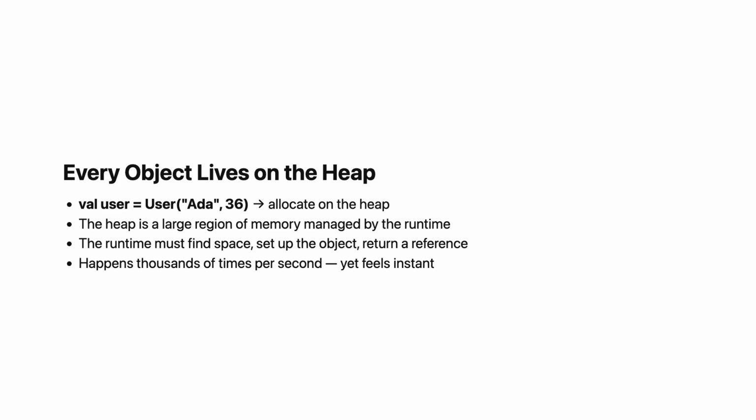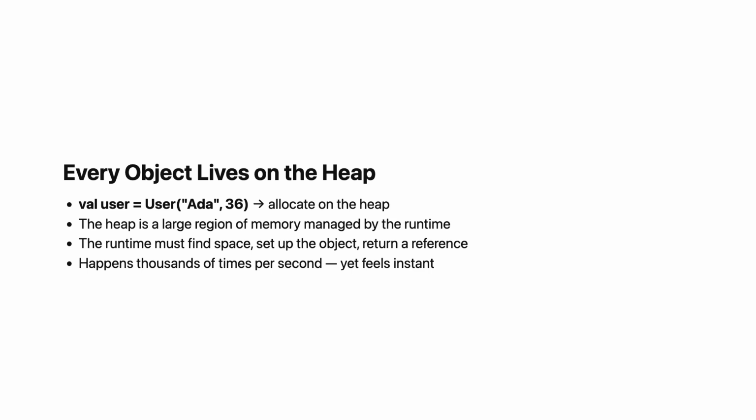When you write val user = User with some name and age, Kotlin compiles that into bytecode that says allocate a new object of type User. On the JVM or on Android's ART runtime, this triggers memory allocation on the heap. The heap is a big region of memory managed by the runtime. Think of it like a giant warehouse. Every object you create gets placed somewhere in that warehouse.